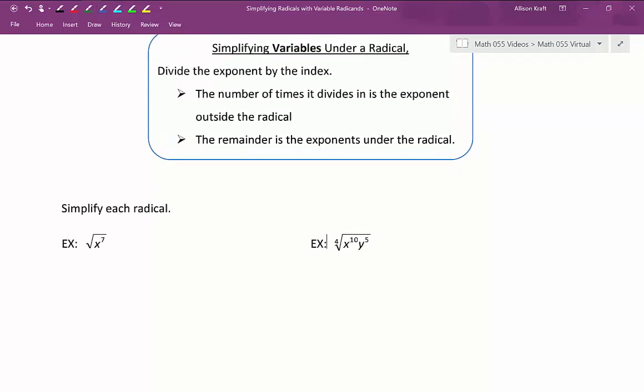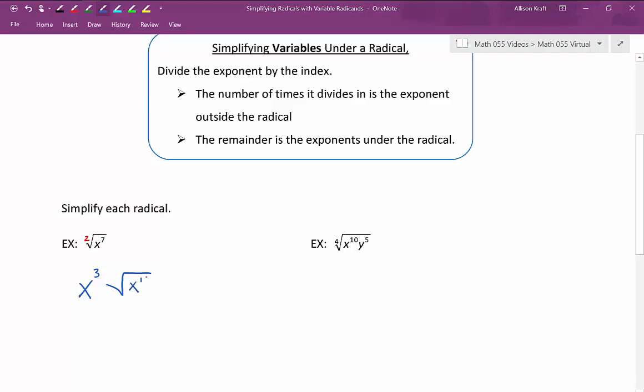So let's simplify the square root of x to the 7th. Even though there isn't an index shown here, I know that that's an index of 2. So let's divide 2 into 7. 2 goes into 7 3 times. So I'm going to have x to the 3rd outside of the radical. When we do that division, there's 1 left over, a remainder of 1. Therefore, we're going to have x to the 1st underneath the radical.